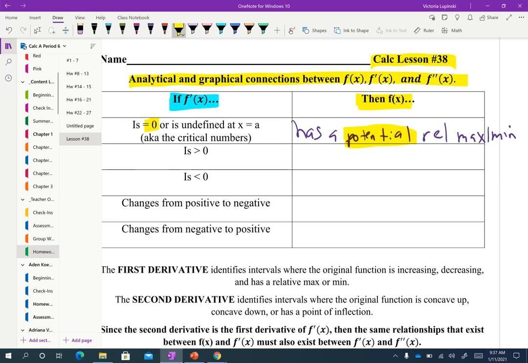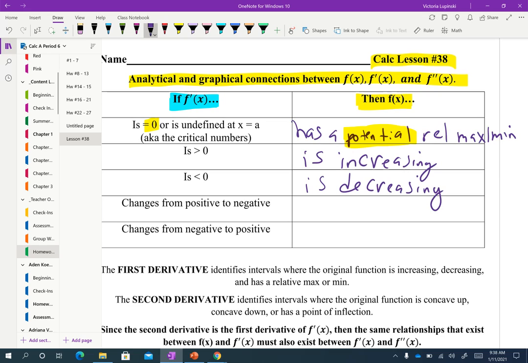But again, in terms of critical numbers, those are the only places where the relative maxes and mins can occur. If it turns out that the first derivative is greater than 0, which means it's positive, that of course tells us where the original function is increasing. Whereas if it's negative or less than 0, that of course tells us where the original function is decreasing.